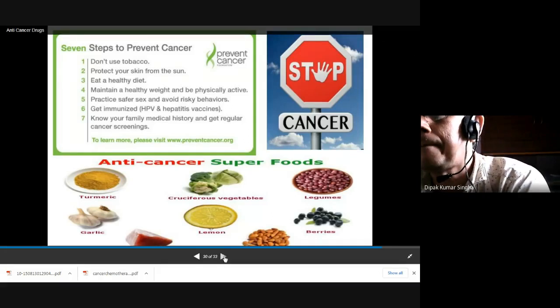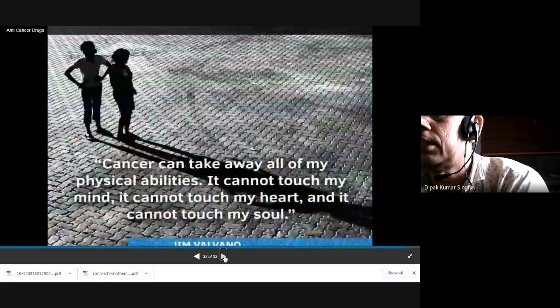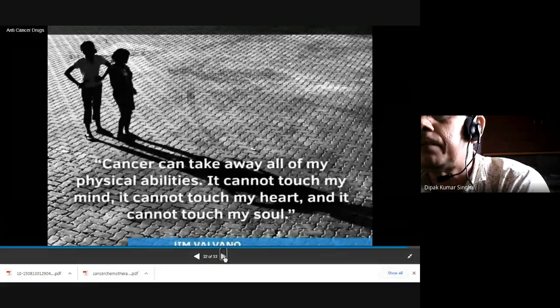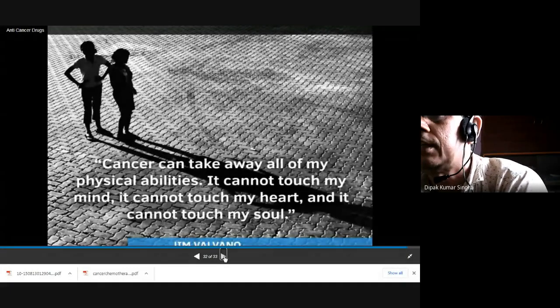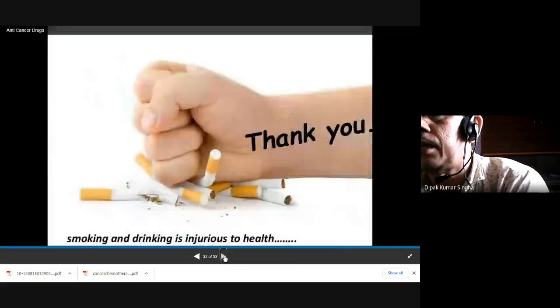Okay, so attitude is the little things that make a big difference. Okay, these are the cancer. Can we take away all of the physical abilities? It cannot touch my mind, it cannot touch my heart, and cannot touch my soul. So we avoid this, and smoking and drinking are injurious to health. Okay, so you can stop them immediately, and I think you can prevent the cancer.